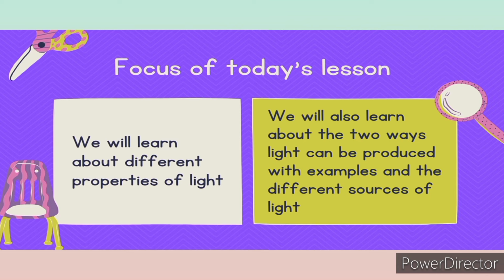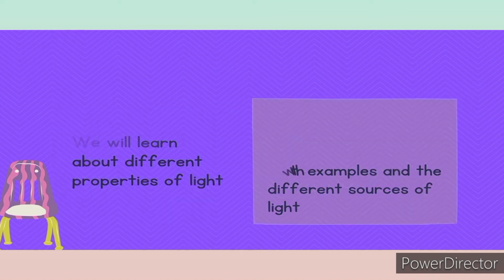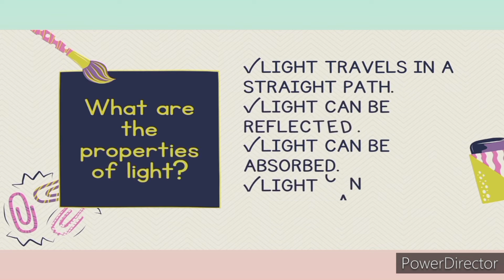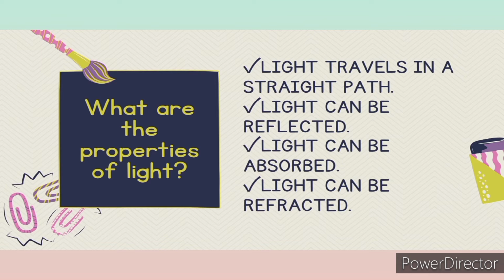So we will also learn about the two ways light can be produced, with different examples, and we're still going to look at the different sources of light. So now the question is, what are the properties of light?